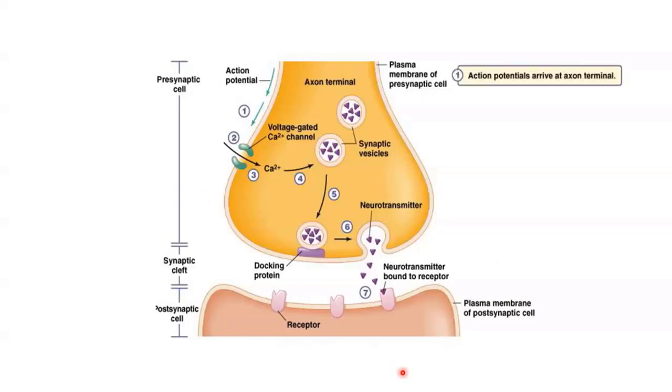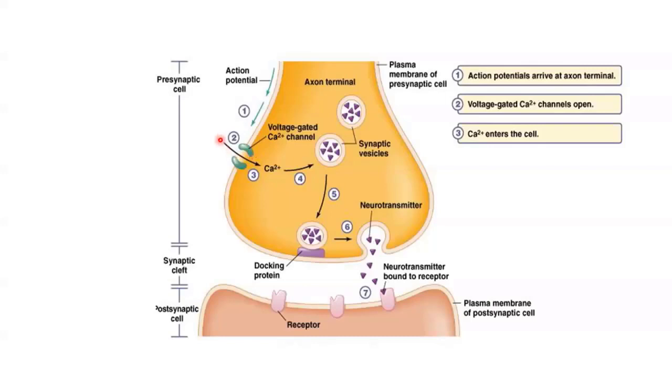So the first event that will happen at the neuromuscular junction is that the action potential will travel down along the axon of the motor neuron to the axon terminal. This change in membrane potential will cause our voltage-gated calcium channels to open. This allows calcium to enter the neuron, moving down its concentration gradient.